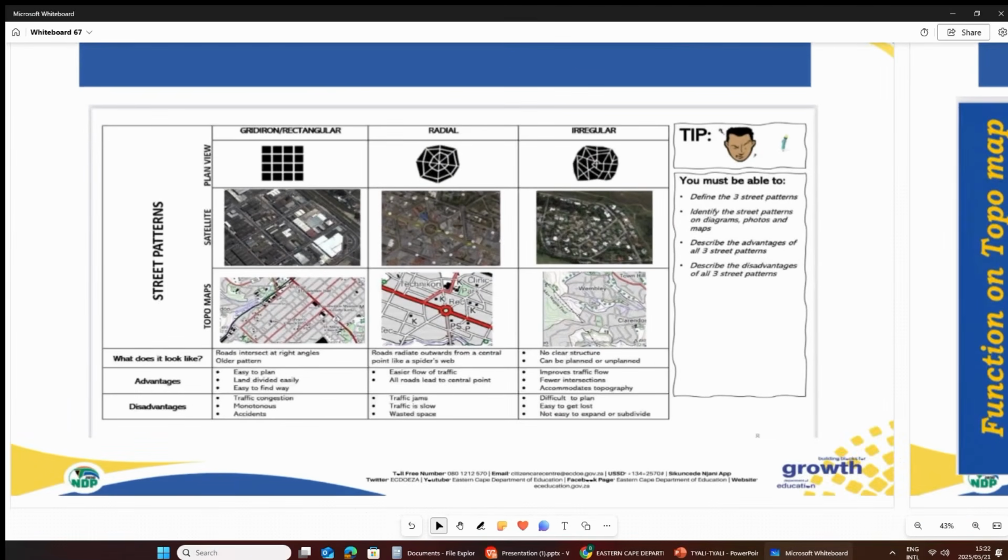For example, these are our street patterns. This is the identification of the street patterns. On the identification of your street pattern, we have the gridiron, radial, irregular, and then we have the satellite images of the street patterns. Now, how do you see them on the map? This is how they are going to appear on the map, whereby we have the gridiron, the radial, as well as irregular. So whatever you know about your content of settlement geography, you must be able to apply it in the map context.